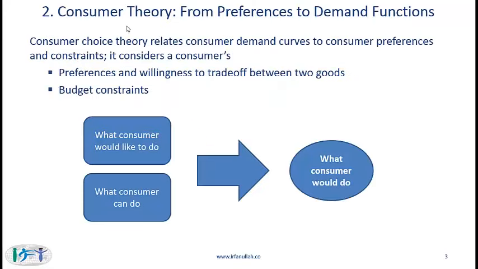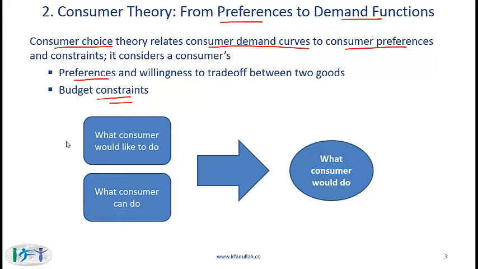Section 2, consumer theory. This section talks about how we go from consumer preferences to the demand function. Consumer choice theory relates consumers' demand curves to consumer preferences and constraints, and it considers a consumer's preferences and willingness to trade off between two goods. It also considers the budget constraints.